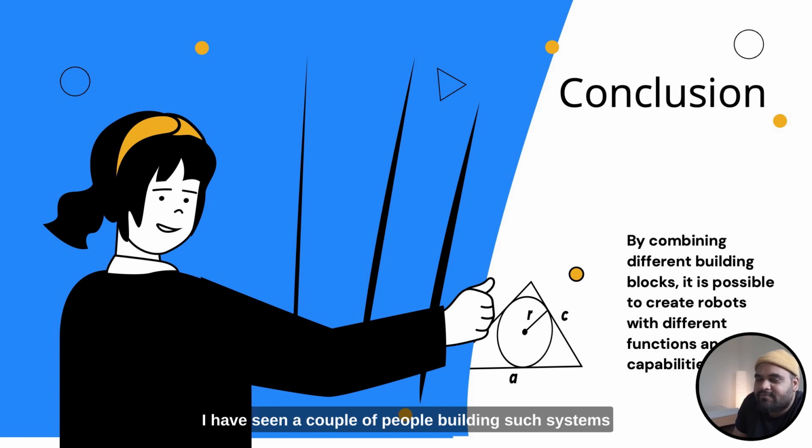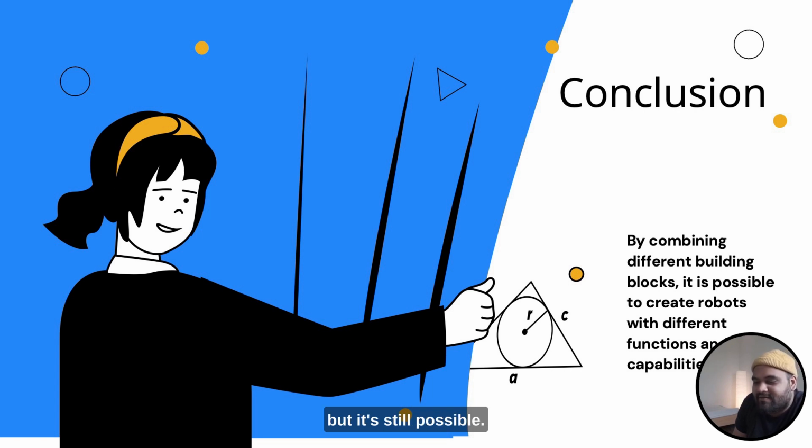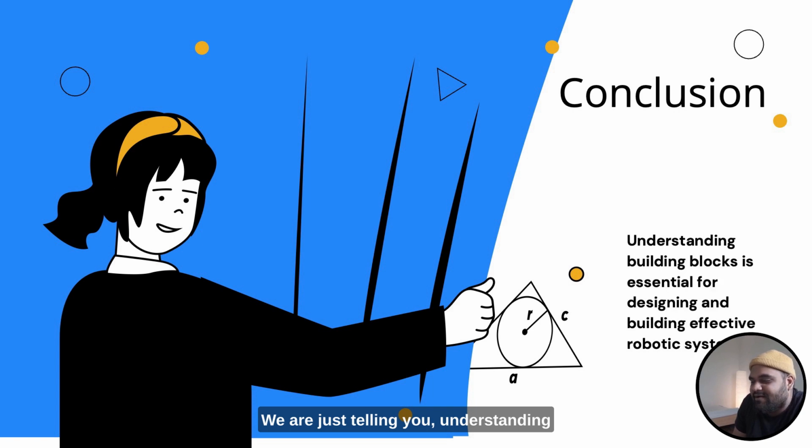I have seen a couple of people building such systems where it has a hovercraft to float on the water, wheels to move on the streets, and propellers to fly in the air. Very complex system, highly inefficient, but it's still possible. We are just telling you: understanding building blocks is essential for designing and building effective robotic systems.